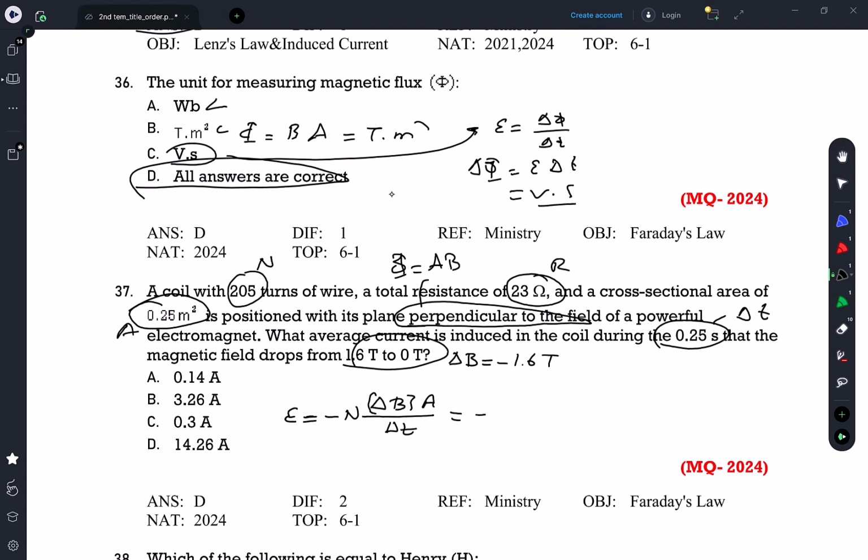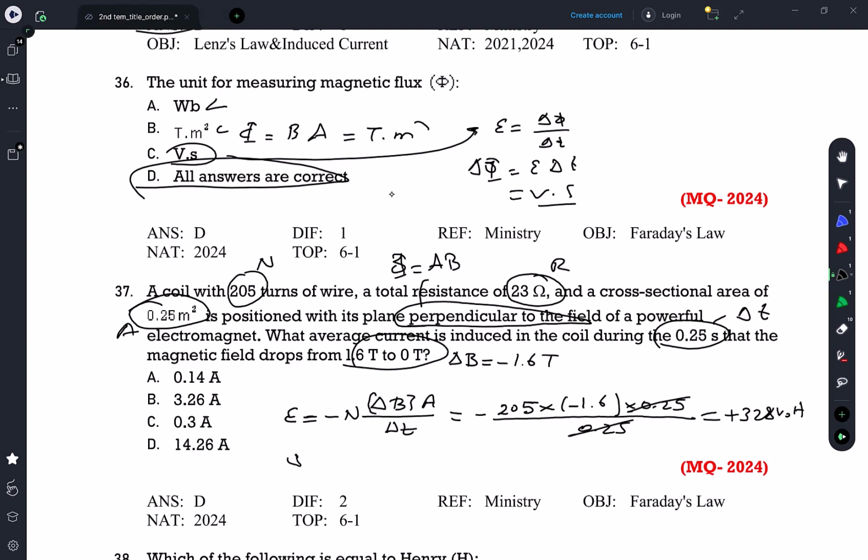So negative N is 205. Delta B is negative 1.6. Area is 0.25 meters squared divided by delta T is also 0.25. So they will simplify. The result is going to be 205 times 1.6 is 328, positive, because negative times negative, it's positive, 328 volt. So this is induced EMF.